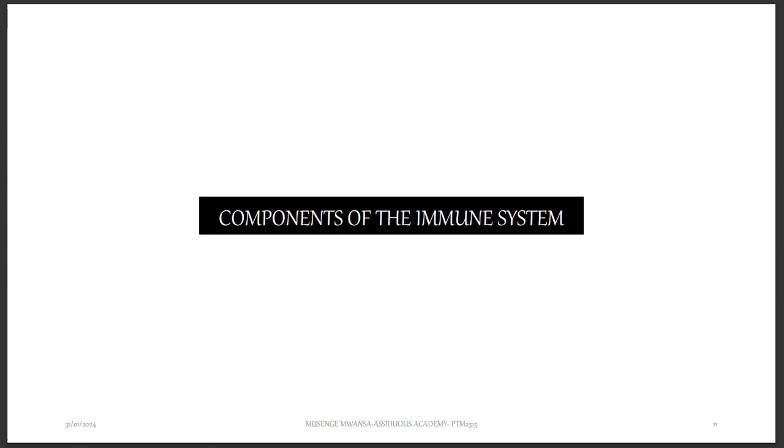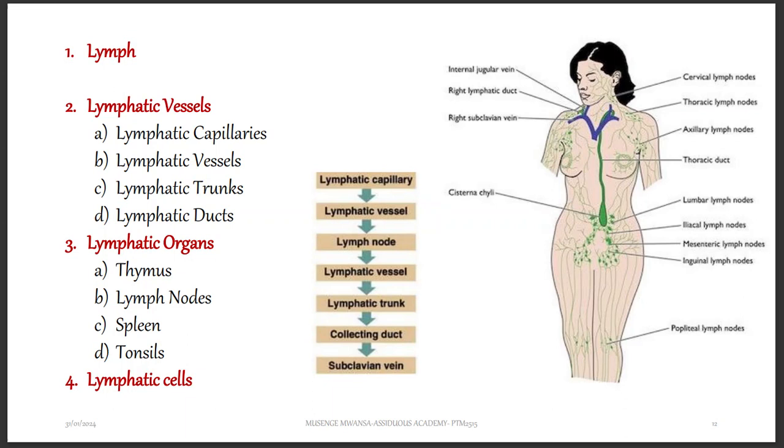Now let's talk about the components of the immune system. What will make up the immune system? The immune system is going to be basically the lymphatic system. Okay, you are talking about lymph. Now what happens is this: what really is lymph? When blood is moving in your body, you are going to understand.